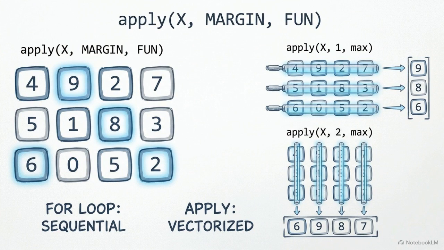This is a standard two-dimensional matrix. To process it, we use the base apply function. It takes 3 arguments. X is your target data, fun is the function you want to execute, and margin tells R which direction to travel.